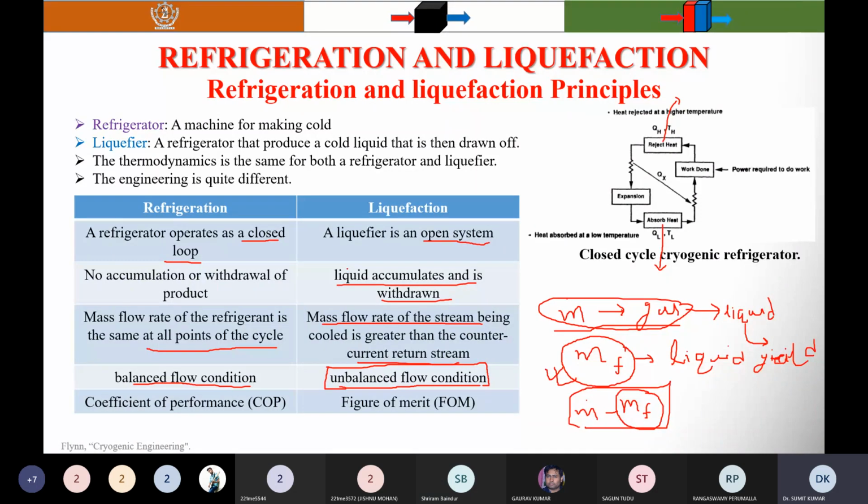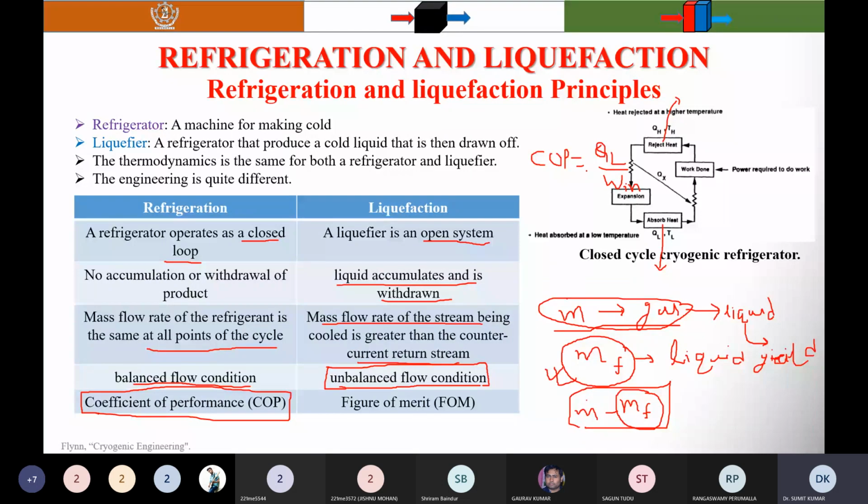And coefficient of performance. So you know what the coefficient of performance is. Here, it is the desired output divided by the required input. So here the desired output is that we need to cool the refrigerating space, that is QL, and the required input is the work input you have given to the compressor, that is W in. Okay, so this is called the coefficient of performance.